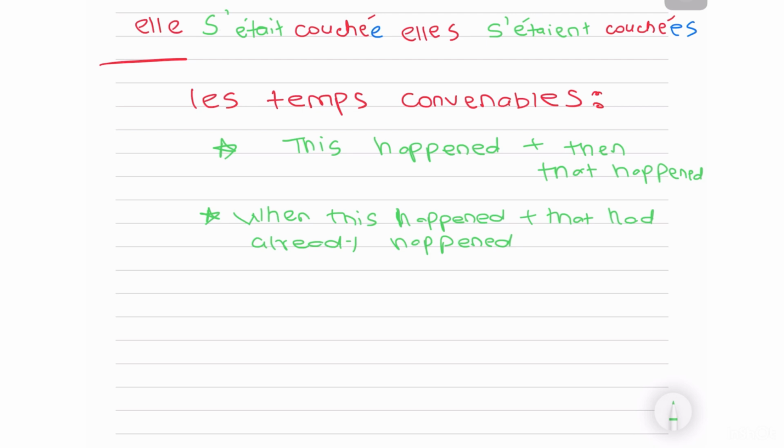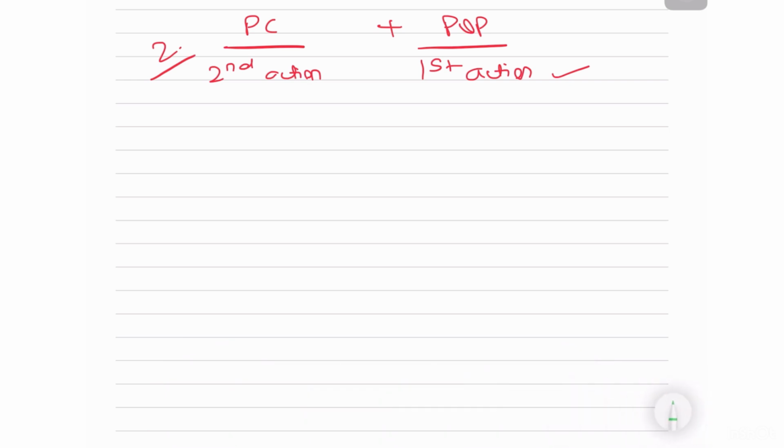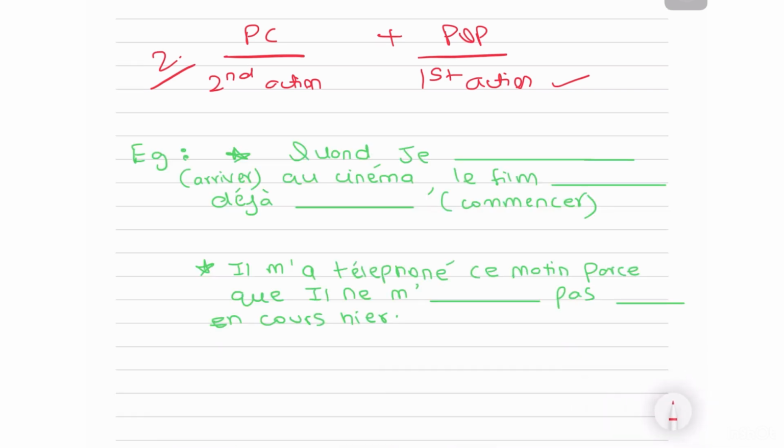I'll give you an example. Generally, it is always plus-que-parfait plus passé composé, where the first action will be plus-que-parfait and second will be a passé composé. So your sentence order can be changed as in passé composé then plus-que-parfait, but plus-que-parfait will always happen first. So for instance, I have two examples over here. So in the first one, you will see there are two actions, right? One is arriving at the cinema and another is that of the film starting. Okay, so here, this follows the format of when this happened, that had already happened.